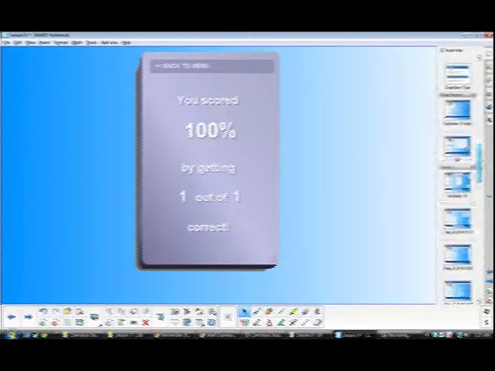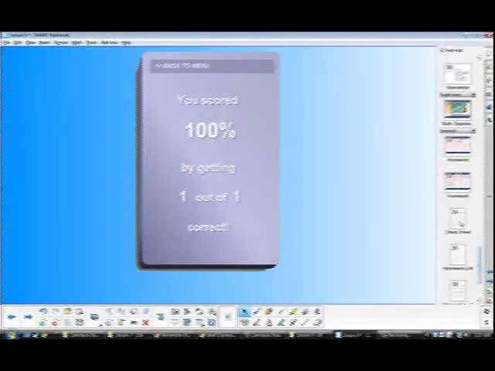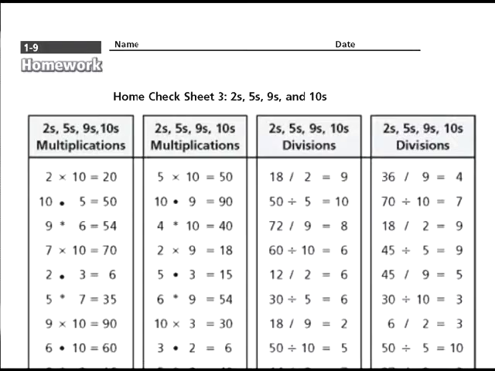Okay, we were on problem number 4. Well, before we get there, I got problem 5 through I think 11 today. This will be going home probably on Thursday, Friday, probably Friday, but it's a home check sheet. Your 2s, 5s, 9s, and 10s all mixed up. 2 times 10 equals 20, 10 times 5 equals 50. Remember that dot? What does it represent? And this asterisk, what does it represent? They're the same as times tables. Well, you also have divisions. See this slash? That slash also means divide. So 18 divided by 2 equals 9. 50 divided by 5 equals 10. This sheet that's going home will be a practice sheet for you.